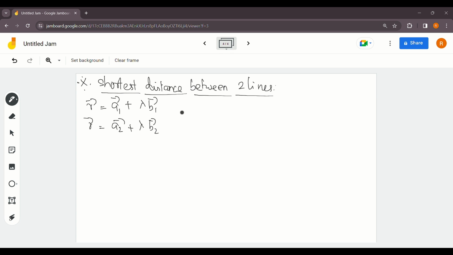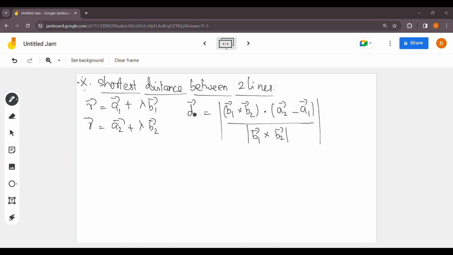So the distance between the skew lines, which is given by d, is nothing but modulus of b1 vector cross b2 vector dot a2 vector minus a1 vector, divided by modulus of b1 cross b2. As I told you, everything is formula based. So if you know the formula, application of that formula is very simple. So you will have to remember the formula. That is the challenging part here.